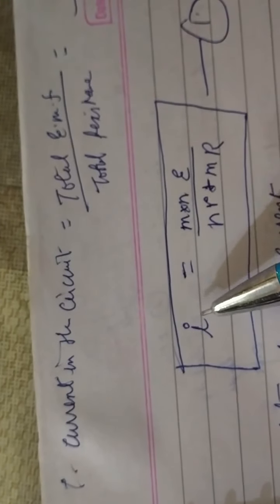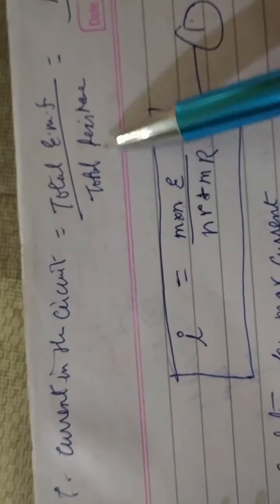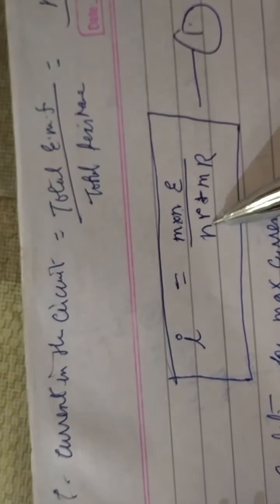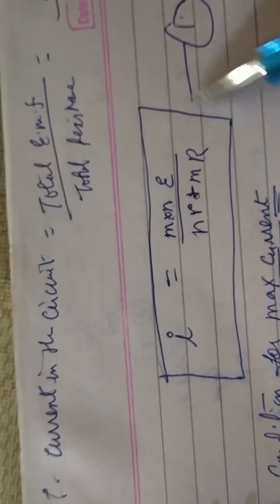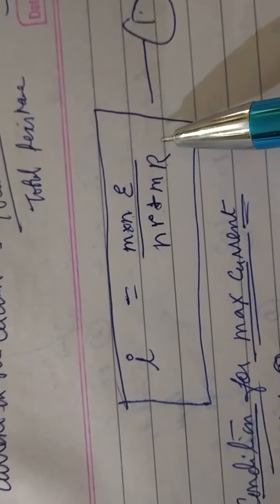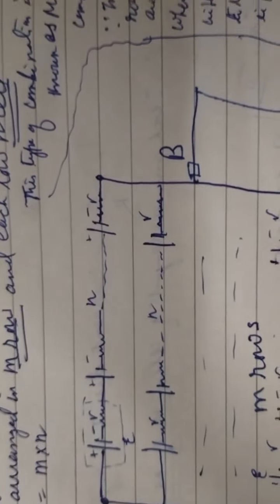So net current will be total EMF upon total resistance. Now I will be equal to, in mixed combination, mnE upon Nr, small r, plus capital Mr. Okay, this is the total current in the mixed grouping if n identical cells are there and they are arranged in m rows and in each row n cells are there.